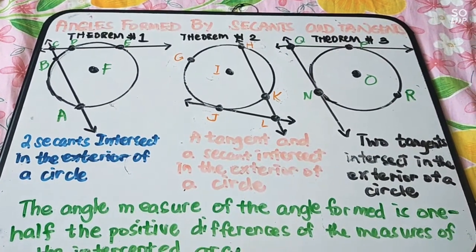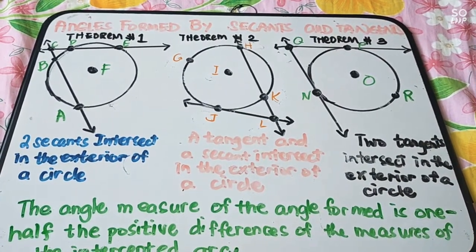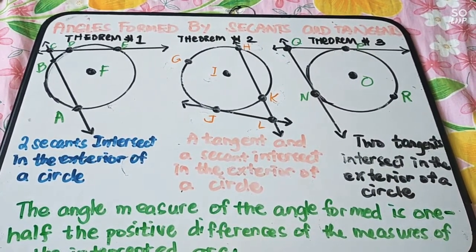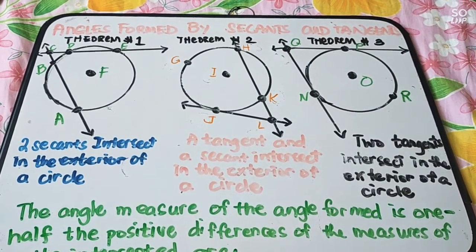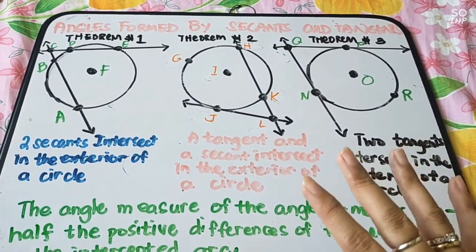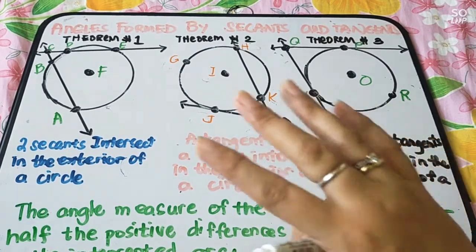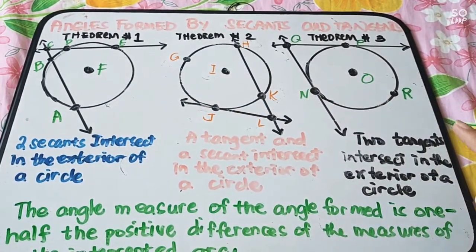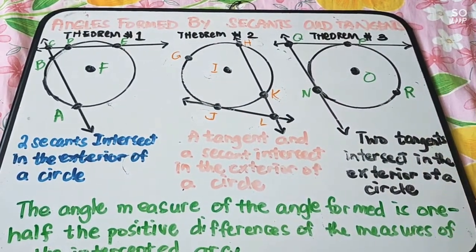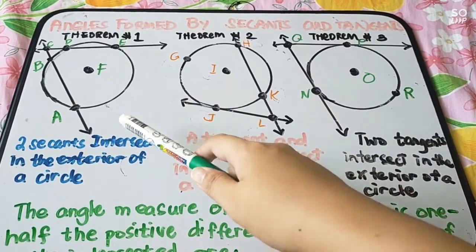Theorems on angles formed by secants and tangents. Let's have the first three theorems. I took these first because what we will do is the same for these three theorems. Okay? It's just that their situations are different. Let us have the first one.